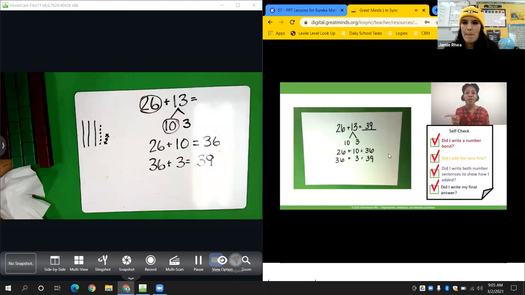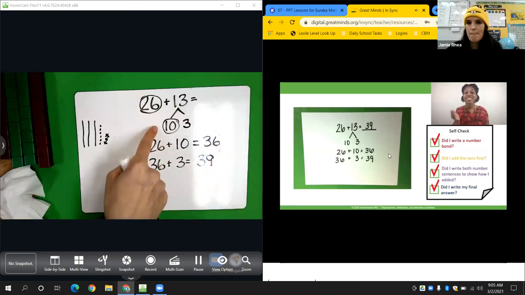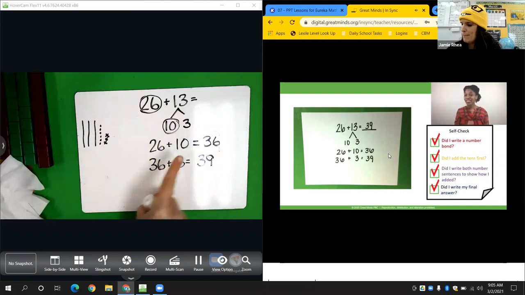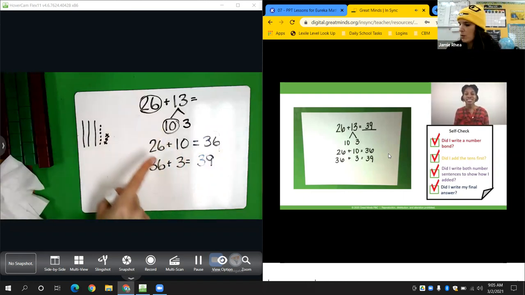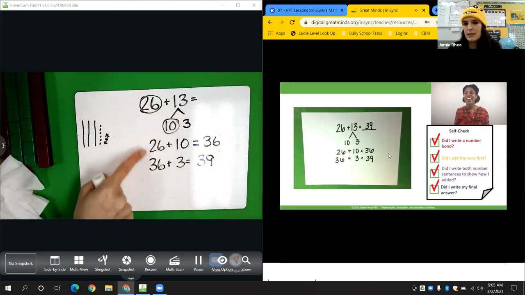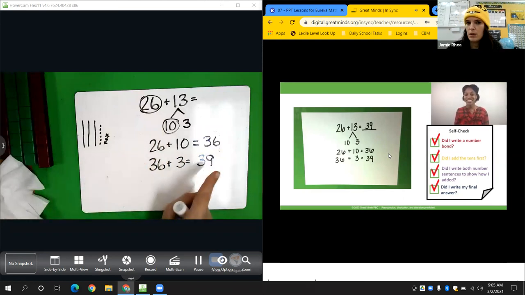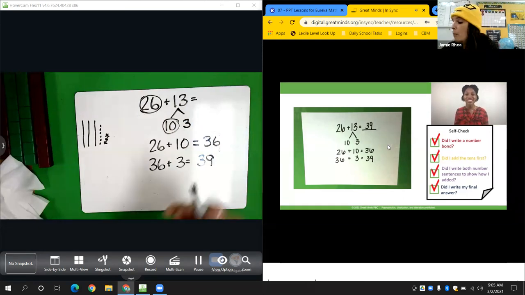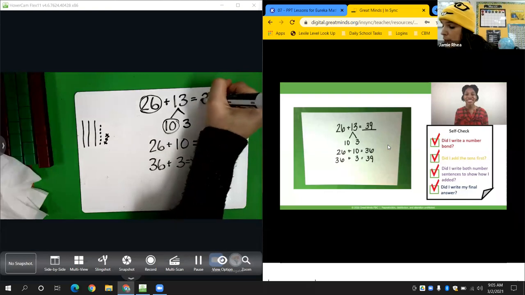As you're comparing your work, take a moment to ask yourself, did you write a number bond? We did. Did you add the tens first? We did. Did you write two number sentences to show how you added? We did. And did you write your final answer? If not, you need to use this time now to correct your work. So let me correct my work, because I didn't write my final answer.